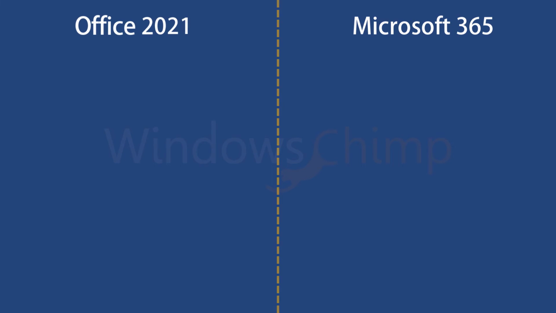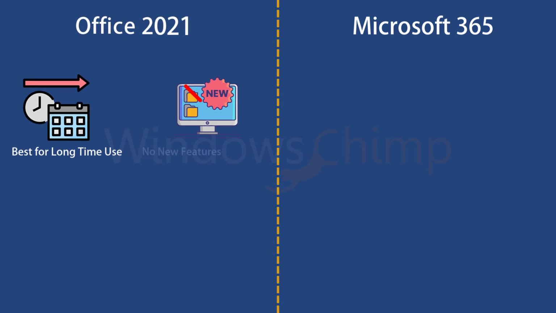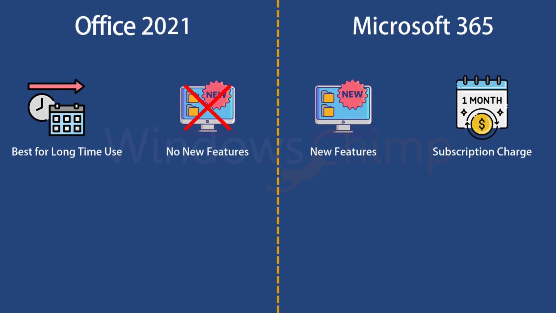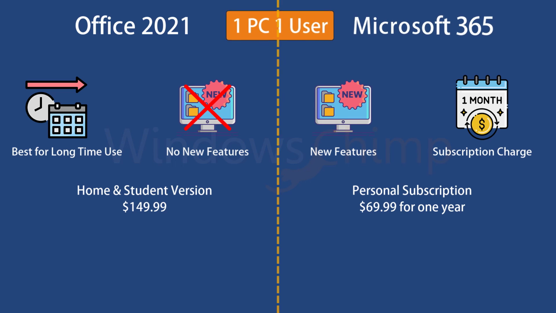Verdict. Office 2021 is an excellent deal if you want to use it for a long time. Sure, you won't get new features in the updates, but you won't have to pay for Office 365 subscriptions every month. Assuming you want to use Office on one PC and only one user, Microsoft Office 2021 Home and Student version is priced at $149.99. At the same time, Microsoft 365 personal subscription cost is $69.99 per year for one user.